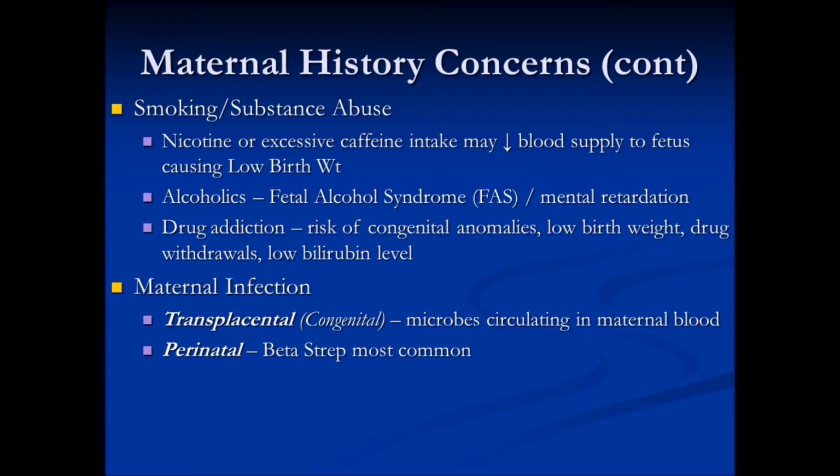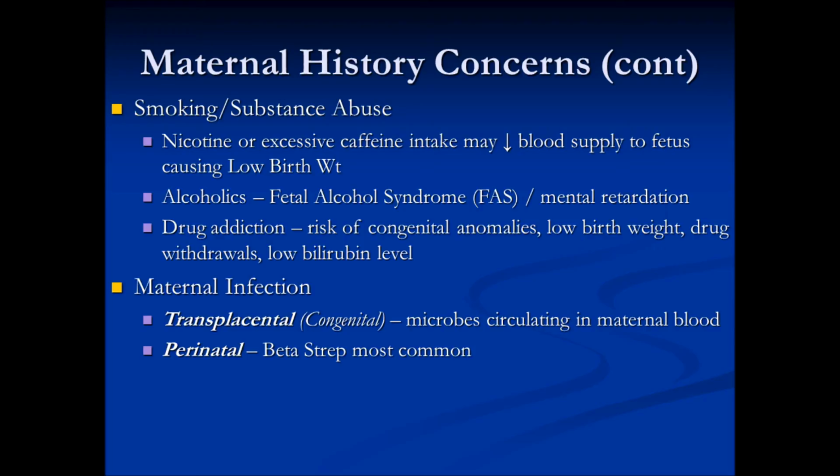And then maternal infection. These two are very important and may be seen on the MBRC exam. Transplacental or congenital infections. We call them congenital infections because whenever baby gets something from mom, that's considered congenital. So through DNA or what have you, or even with it crossing through the placenta. So microbes circulating in maternal blood will then circulate and get into the fetus. And so whatever infection mom has that is considered transplacental, so does baby.